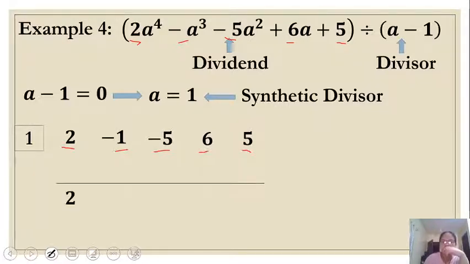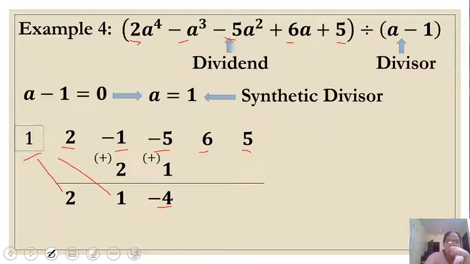Bring down the first number, and then multiply 2 times 1. That's 2, write it there. Add, that will give us 1. Then multiply 1 times 1, that's 1. -5 plus 1 is -4. Multiply -4 by 1, that will give us -4. And then add, that will give us 2. 6 plus -4 is 2. Then multiply 2 to 1, that will give us 2. So 5 plus 2, that's 7. Meaning, there's a remainder of 7.